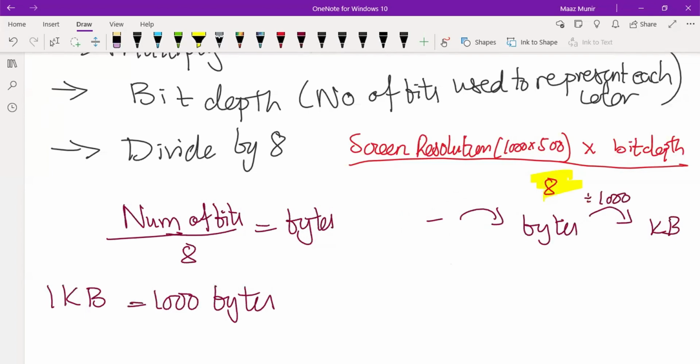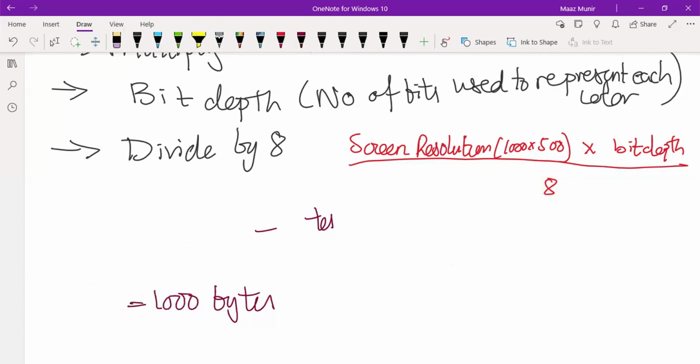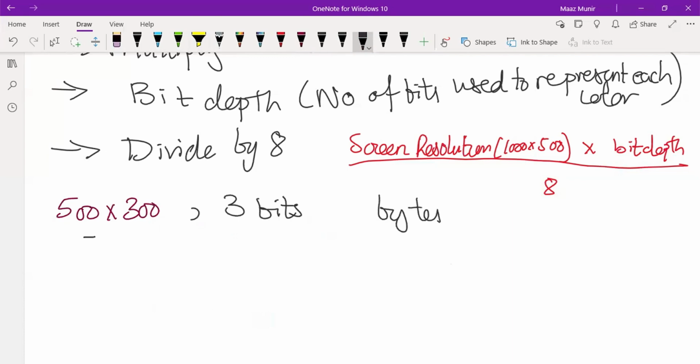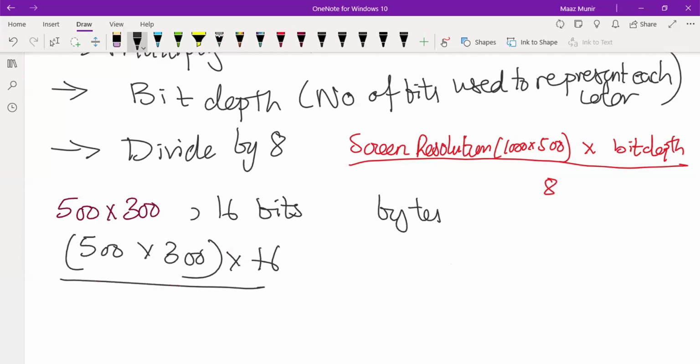So let's solve a small question. And why is this very important? Because sometimes, let's create a scenario, and then you would get what I want to say. We have a screen resolution of 500 x 300, okay? And then the number of bits used are 3 bits. Calculate the file size in bytes. We need to multiply this by 5, not 3. Let's do it as 16. 500 multiplied by 300, multiplied by 16 divided by 8.